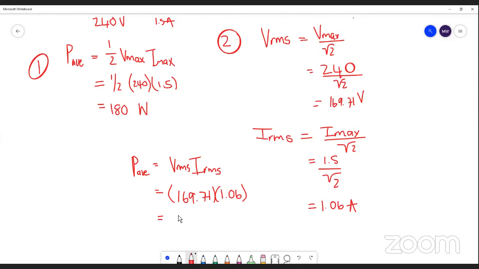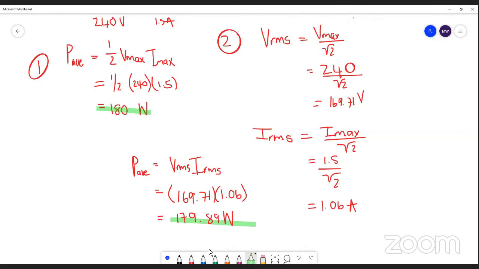If you plug that into your calculator, you will get a value of 179.89 watts. So what you'll see is, even though your answers are quite close to each other, they are slightly different due to decimal points.